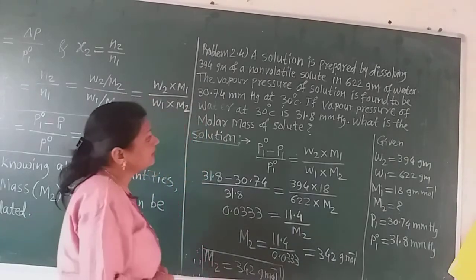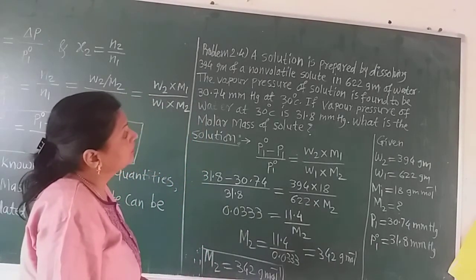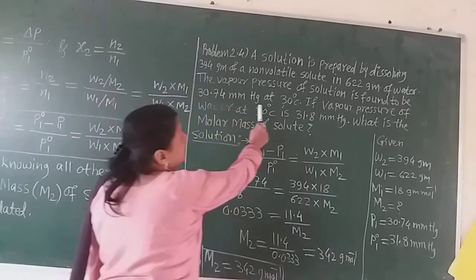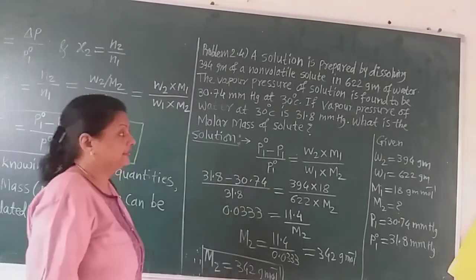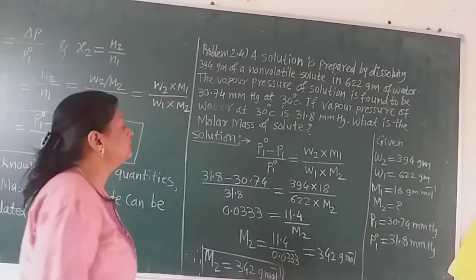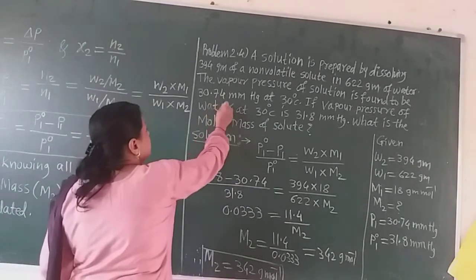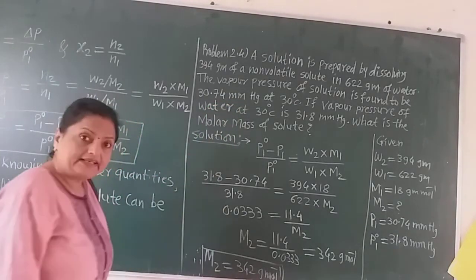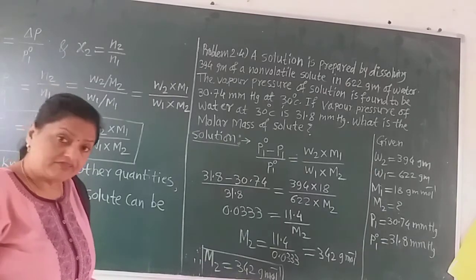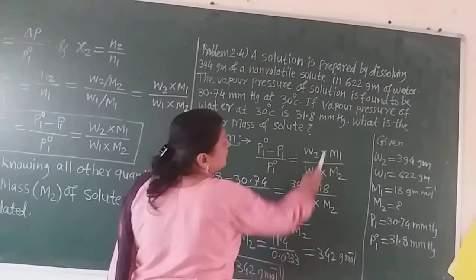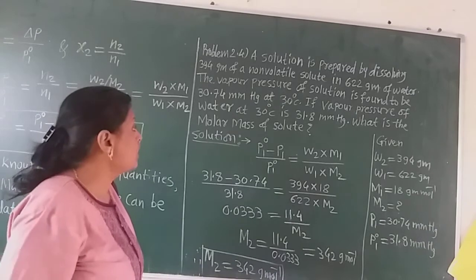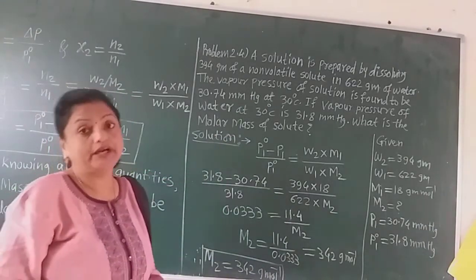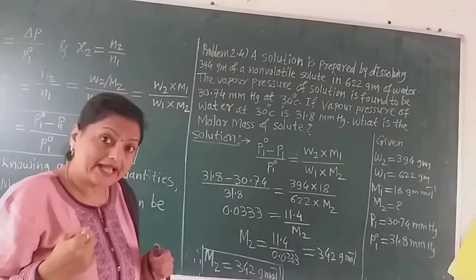Again, what is given? The vapor pressure of the solution is found to be 30.74 mm of Hg at 30 degrees. If the vapor pressure of the water, the solvent, at 30 degrees centigrade is 31.8 mm of Hg, then what is the molar mass of the solute? They ask us to calculate the molar mass of the solute.